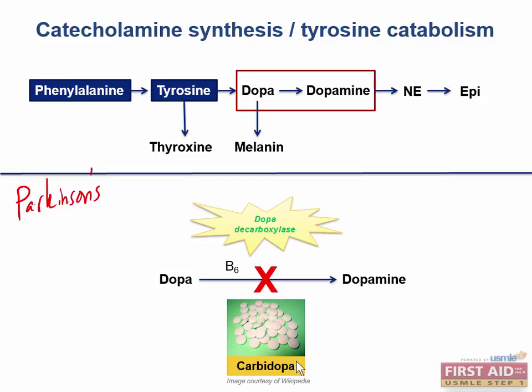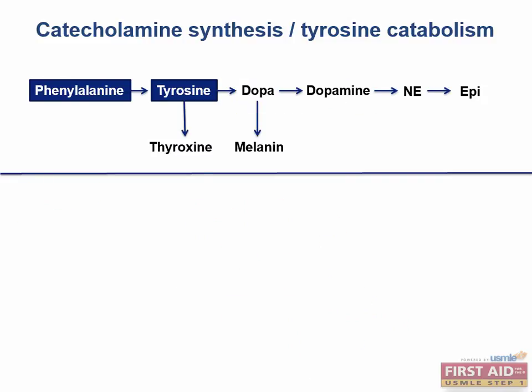Well, that's because carbidopa only works outside of the blood-brain barrier in the periphery. So carbidopa only works in the periphery. This allows more dopa to be available in the brain for the conversion into dopamine, and this way there will be a higher level of dopamine in the brain. So let's get back to our catecholamine synthesis pathway.